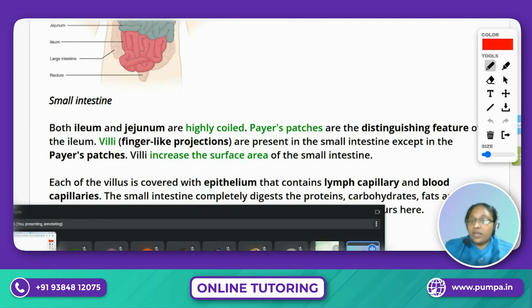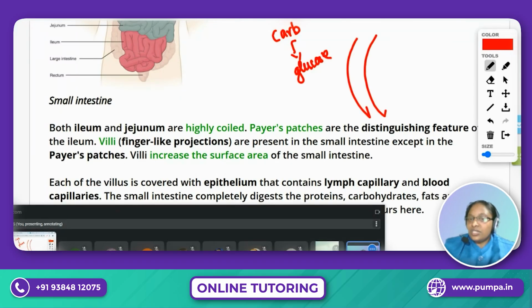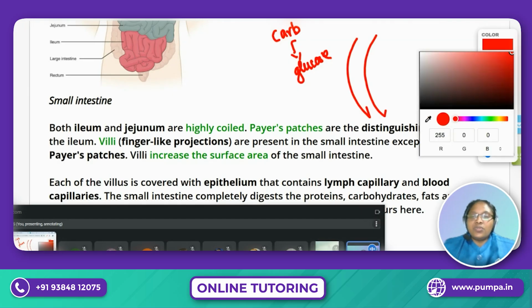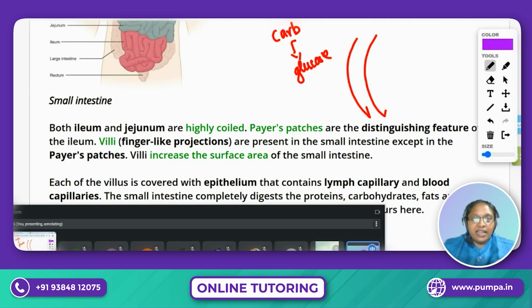Absorption is this: suppose you consume a carbohydrate. It will be converted to glucose, and the glucose will be there in the small intestine. Just imagine this is the small intestine. The small intestine has finger-like projections called villi.